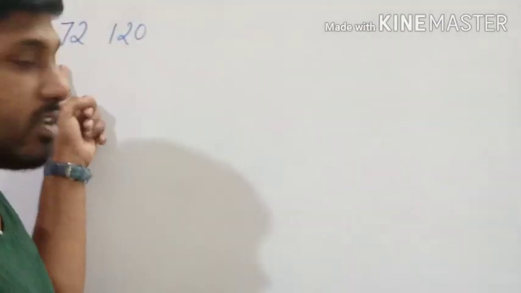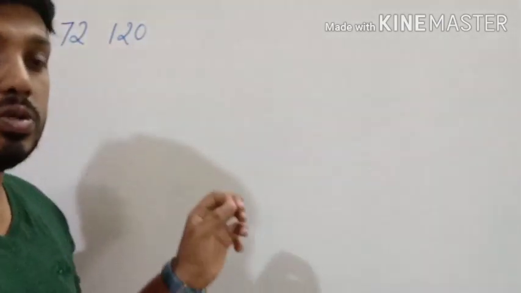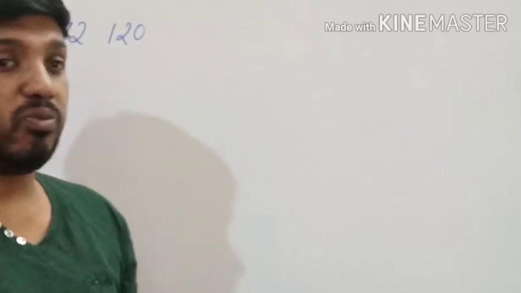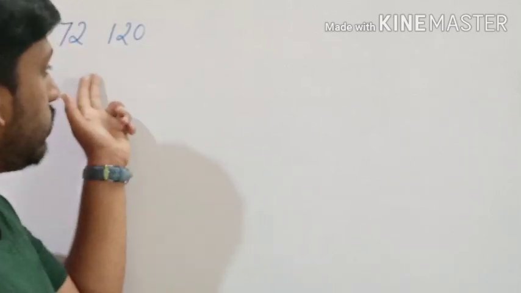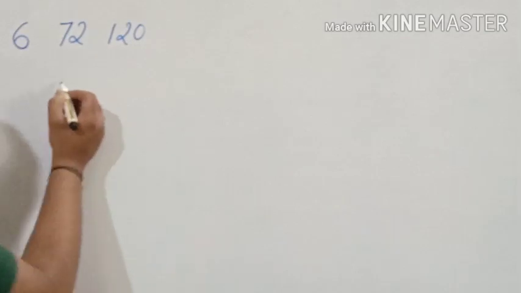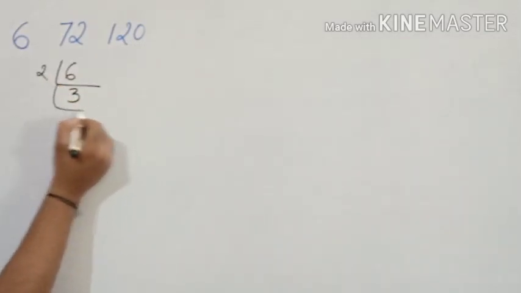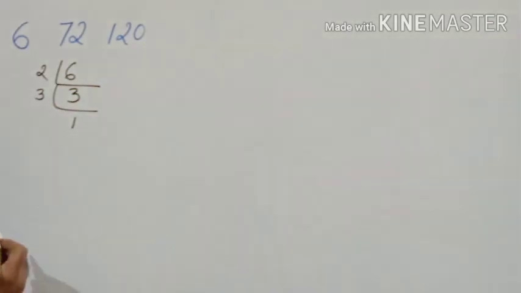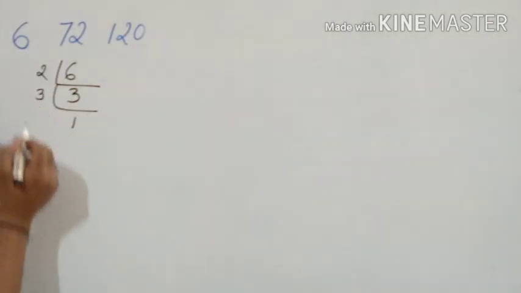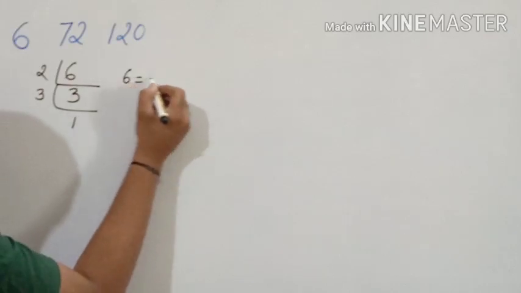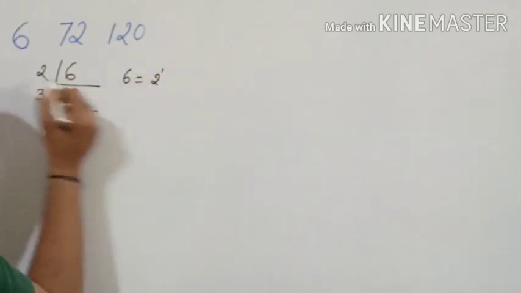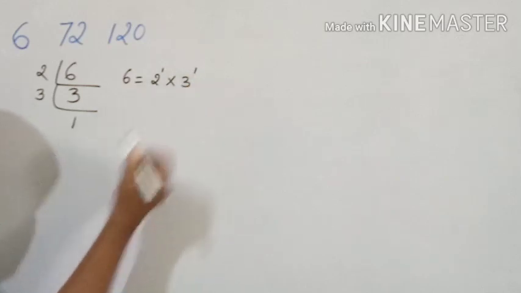Now we are going to find the HCF and LCM for these three numbers 6, 72 and 120 using the fundamental theorem of arithmetic. Now we find the prime factors of 6 first, and 72 and 120 one by one. First let me take 6. So 6 is 2 3s are 6. Again 3 1s are 3. So these are the prime factors. So 6 is equal to 2 to the power of 1, only 1, into 3 to the power of 1.